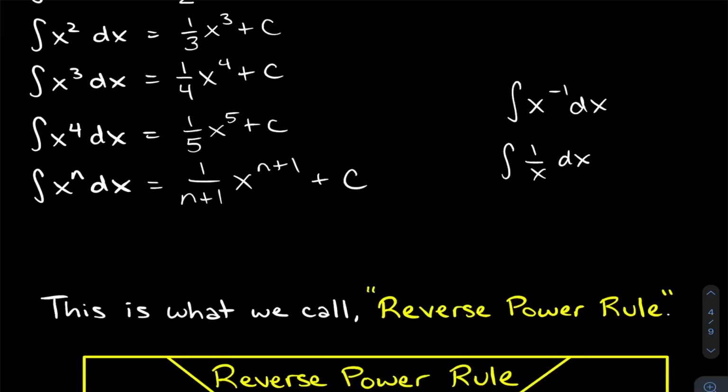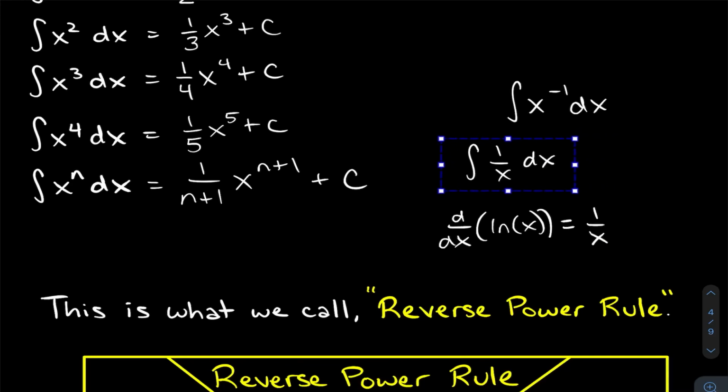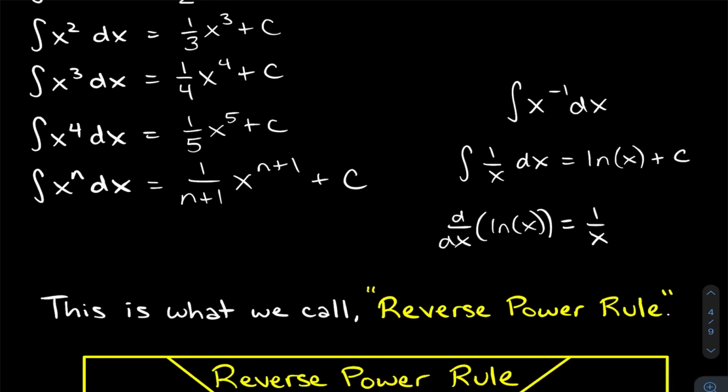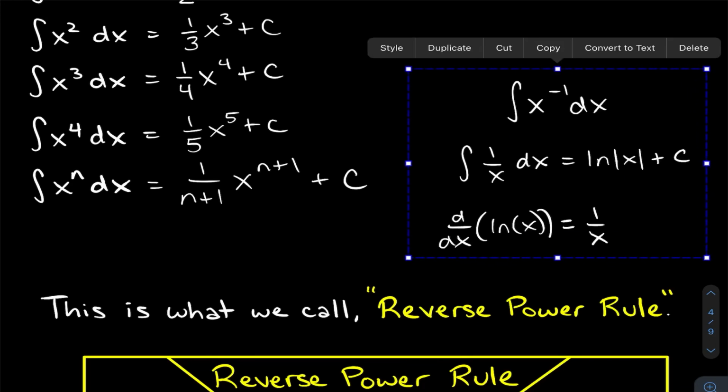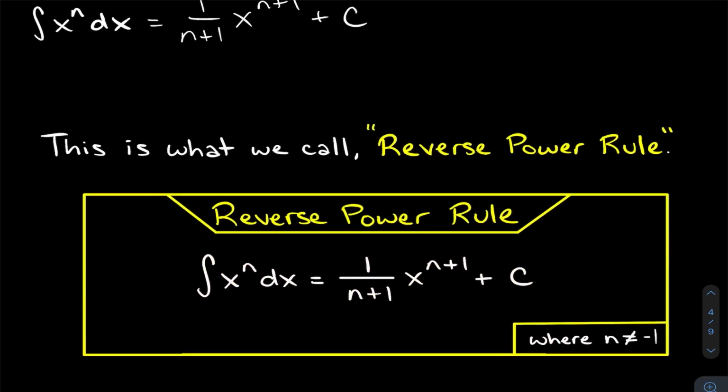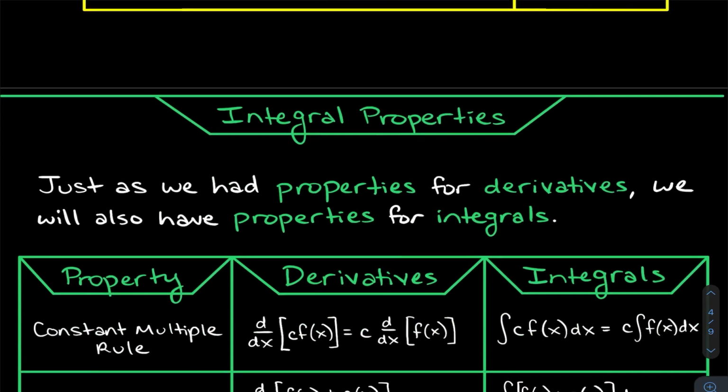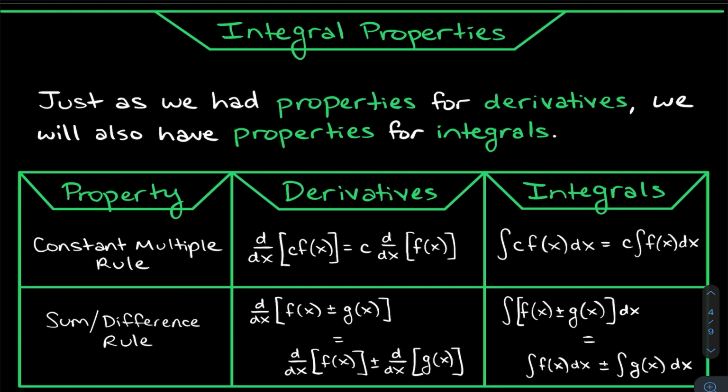The derivative of natural log of x is 1 over x. And so we say that the integral of 1 over x dx is natural log of x plus c. And actually, we end up with absolute values here. Okay, but that's another story. Okay, awesome. So that's reverse power rule, and now let's get into those integral properties.